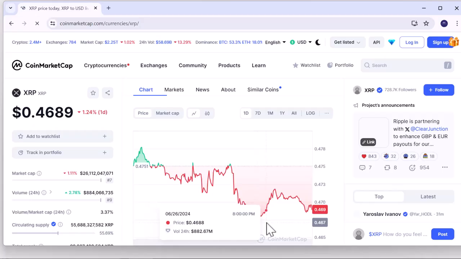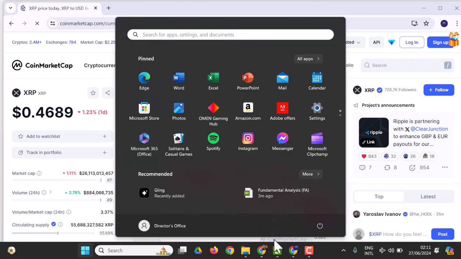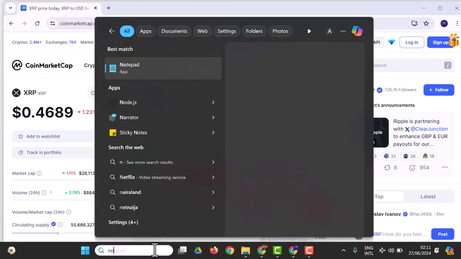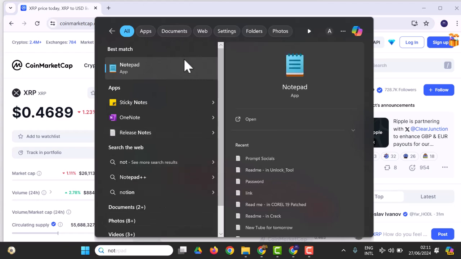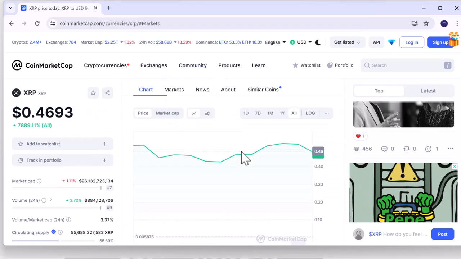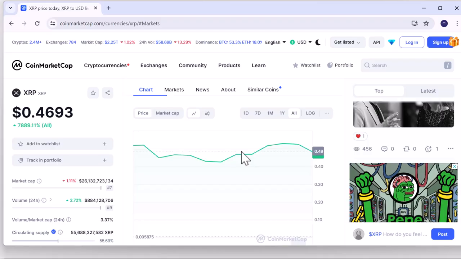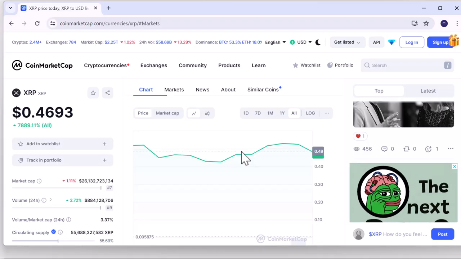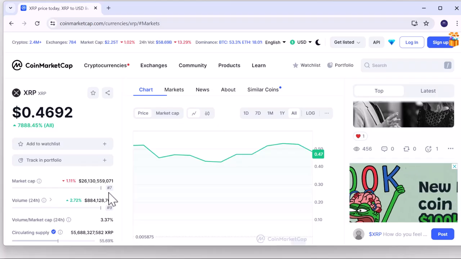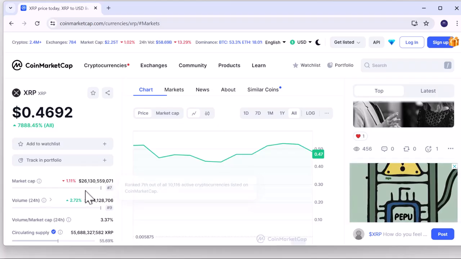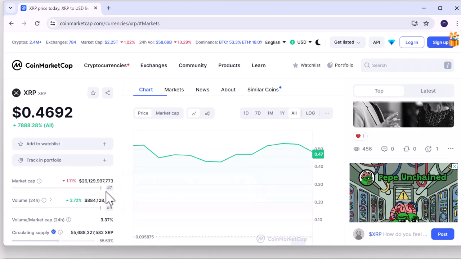We're going to talk about the chart later on, but right now what we want to do is the fundamental analysis. So I'm going to look for my notepad to take notes of what we'll be doing. So here is my notepad. The first thing I want to check is the market capitalization of this coin. Right here, you're going to see the market capitalization, and we're going to see the rank. Those are the first two things we want to look at.